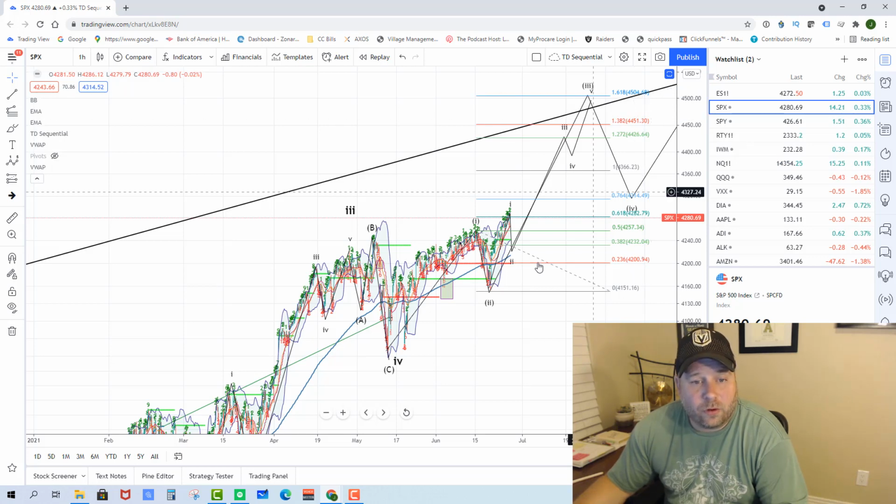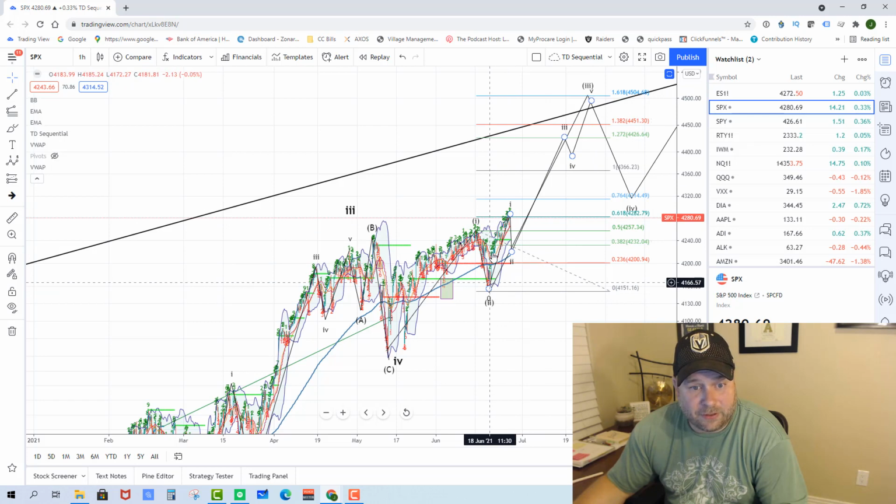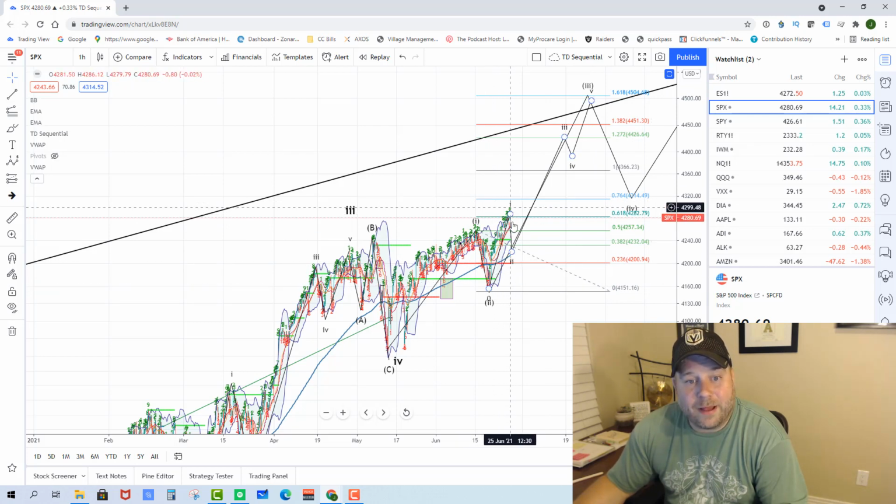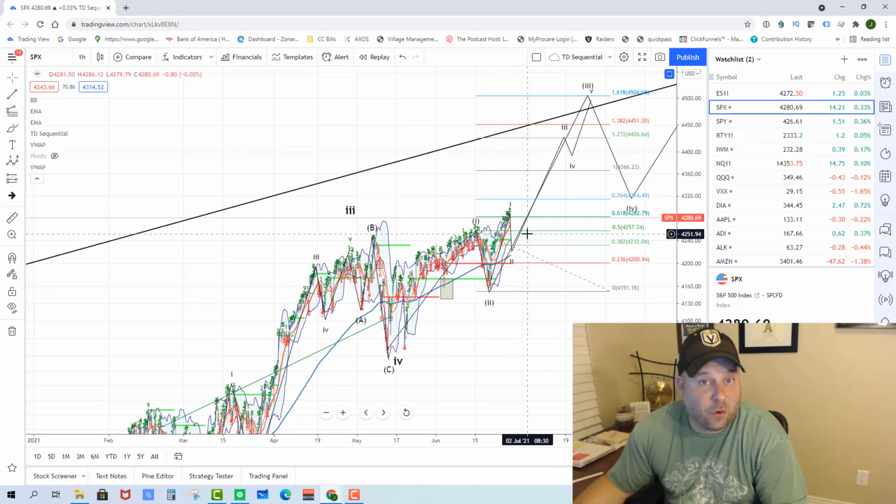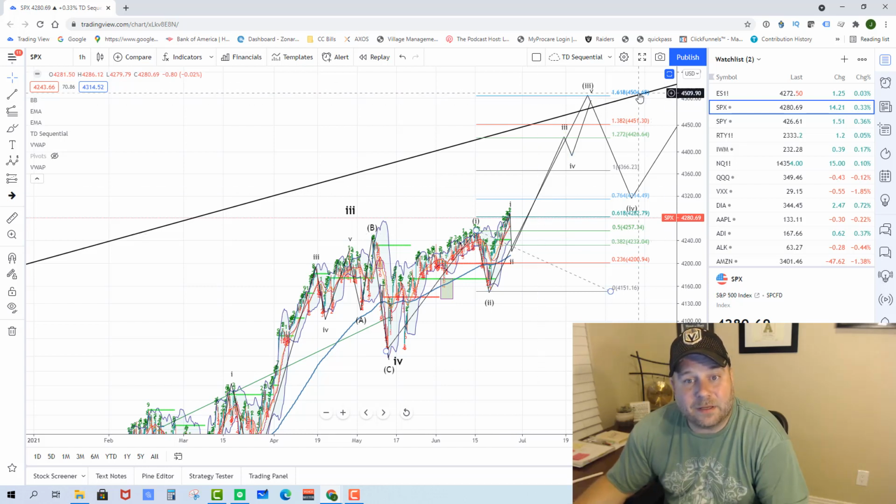So we're going to measure this wave 1 that we've been counting here off the low, so right here, this wave 1, and then we're going to pull back, and we're just going to find the level. There is no wave 2 yet, right? There's nothing here. But we're going to find the level that matches up to this 1.618, and then we're going to see how it matches up with our pullbacks, okay?